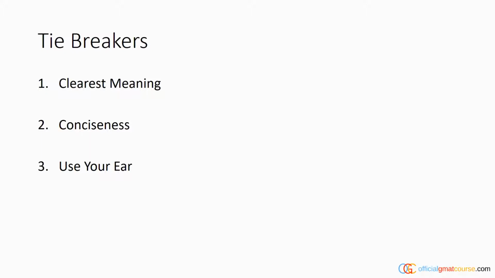So look for screens, obviously try to make those, but if you can't and you're down to two answer choices, these are our tiebreakers for moving on to the next question. The first tiebreaker is the most important. Which is the clearest in the meaning of the answers that you have left? Which tells us the story most clearly?